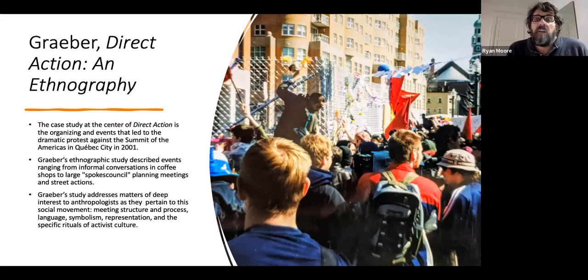The case study at the center of this book is the organizing and the events that led to the dramatic protests against the Summit of the Americas in Quebec City in 2001. Graeber's ethnographic study described events ranging from informal conversations in coffee shops to large spokes council planning meetings and street actions. This is what makes this a really interesting read, is it gives you this kind of "you are there" quality to it.